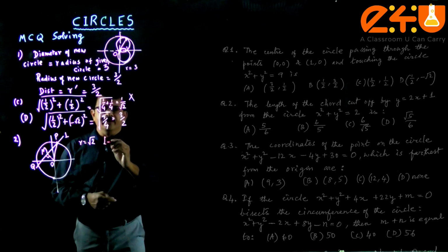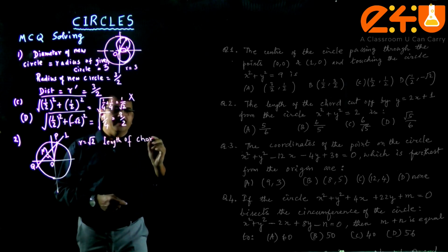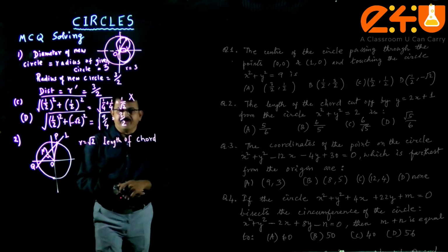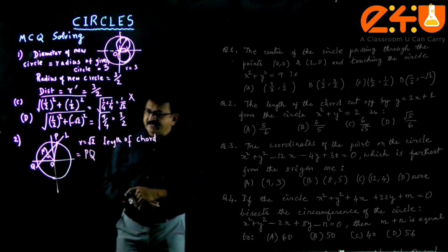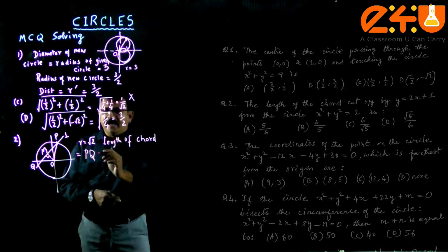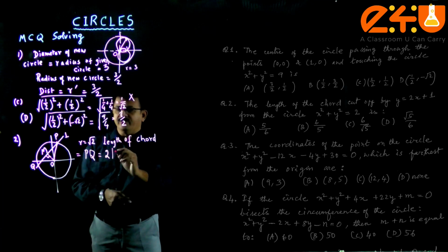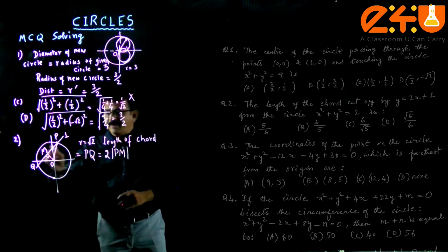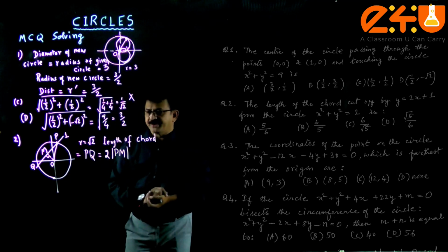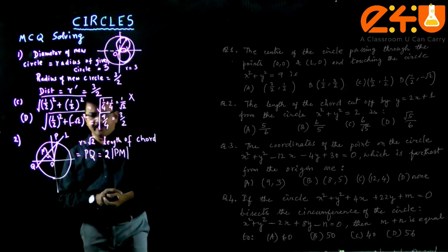And here we need the length of the chord, which is length PQ. As you can see, it's length PQ. And it is easy to see that it is twice the length of PM, because the point M bisects the chord PQ, because we drew the perpendicular from the origin.